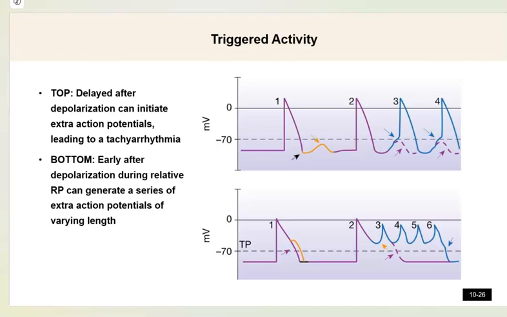You can have these extra beats set off a series of events to lead into a tachyarrhythmia, and you can also have an early depolarization during the relative refractory period that can generate a series of extra action potentials and send us into a refractory ventricular arrhythmia, as we can see here.